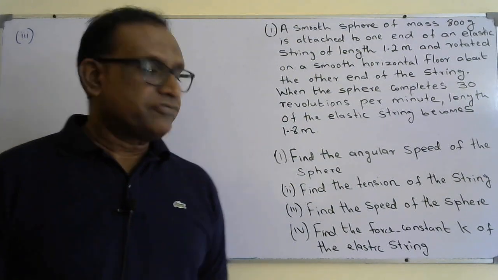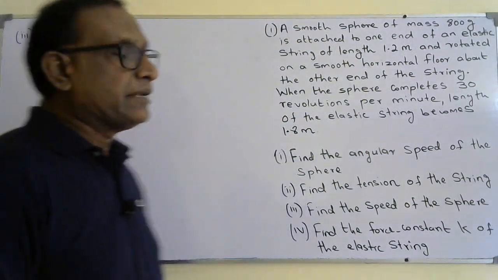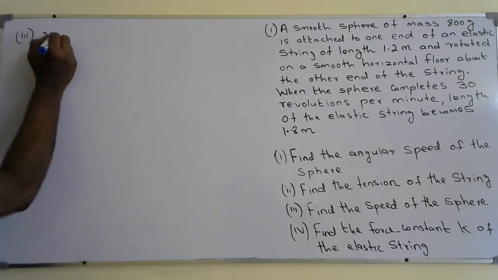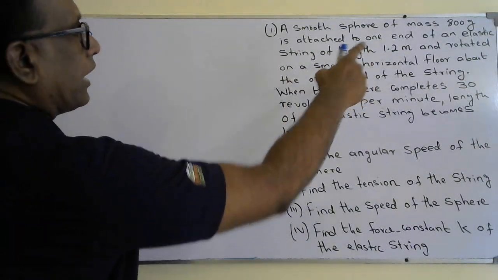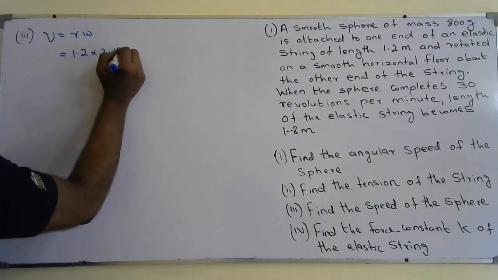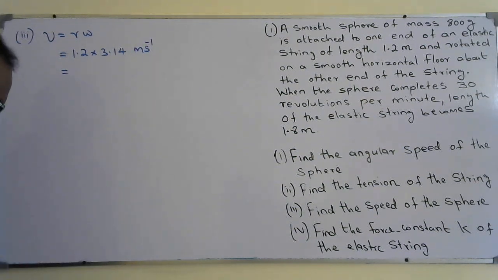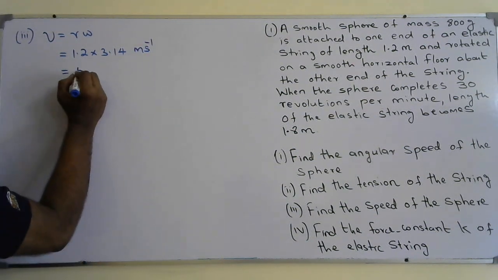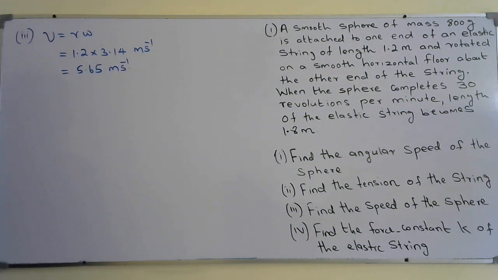Third part, find the speed of the sphere. We can simply use v equals r omega. We know r is 1.2, and omega we found in the first part, 3.14. When you solve, you will get 5.65 meter per second. That's the speed of the sphere.